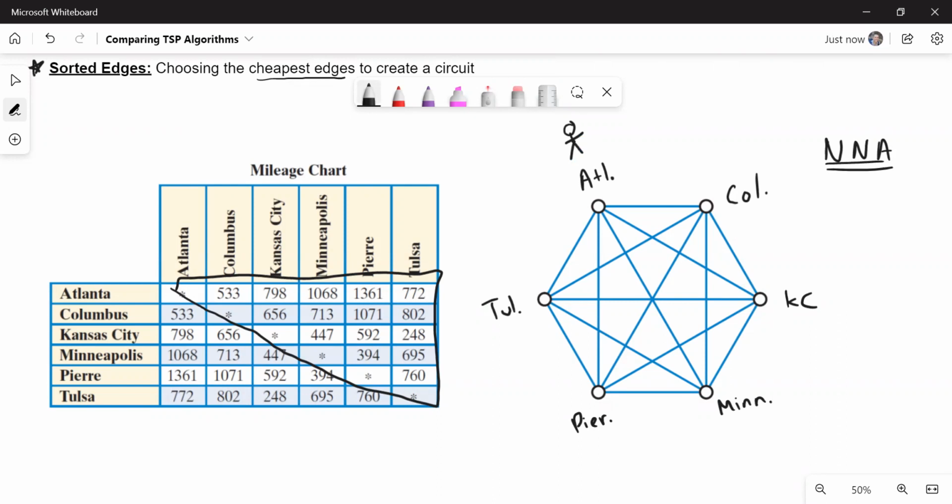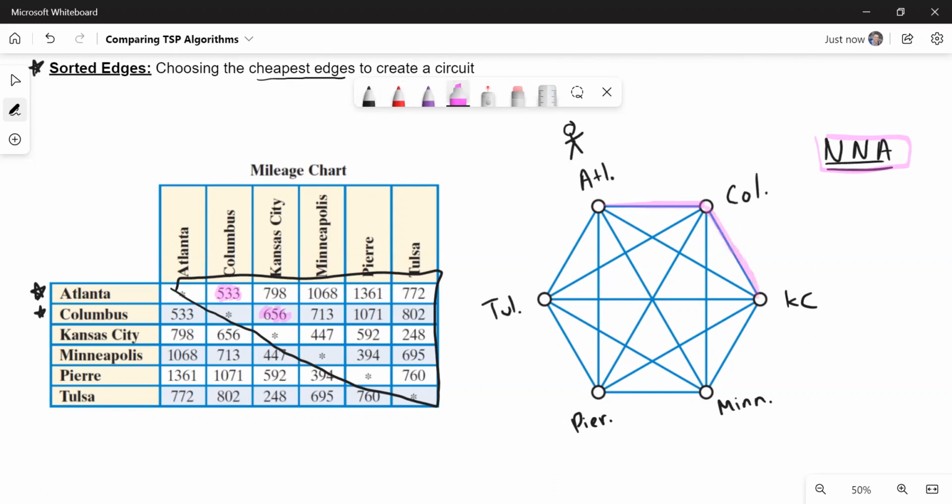And so I would be looking at the Atlanta line. Now, in that line, the cheapest edge is what I would look for with the nearest neighbor algorithm. And the smallest one of those numbers is 533, connecting Atlanta to Columbus. I'm also going to highlight that on my graph as I go along. And now I know that I'm in Columbus. So now I will look at the Columbus line. In Columbus, the cheapest edge is also Atlanta, the 533, but I've already been there, so it has to be a new edge. So of the existing edges that are left, I choose 656, connecting to Kansas City.